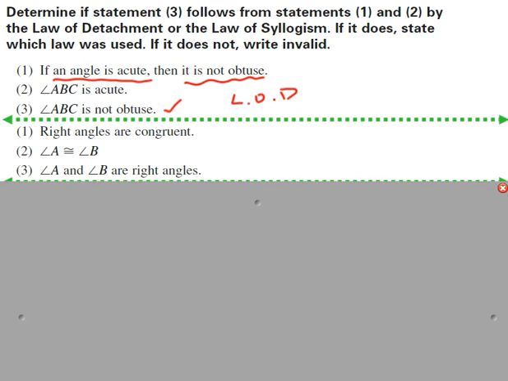In the second example, we're told that right angles are congruent. And then we have that angle A is congruent to angle B. Can you conclude that angle A and angle B are right angles? No, you can't, because we were not told anything about the angles being right. We were just told that they are congruent. You can have congruent angles that are not right angles. So this is an invalid statement.